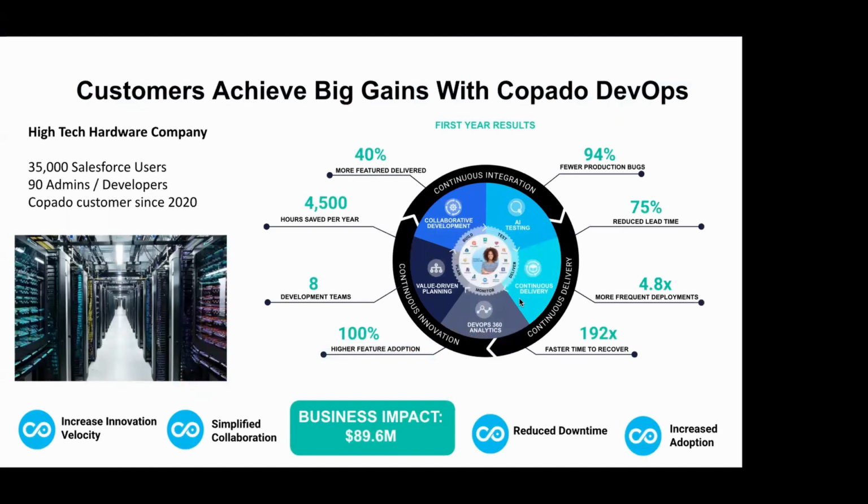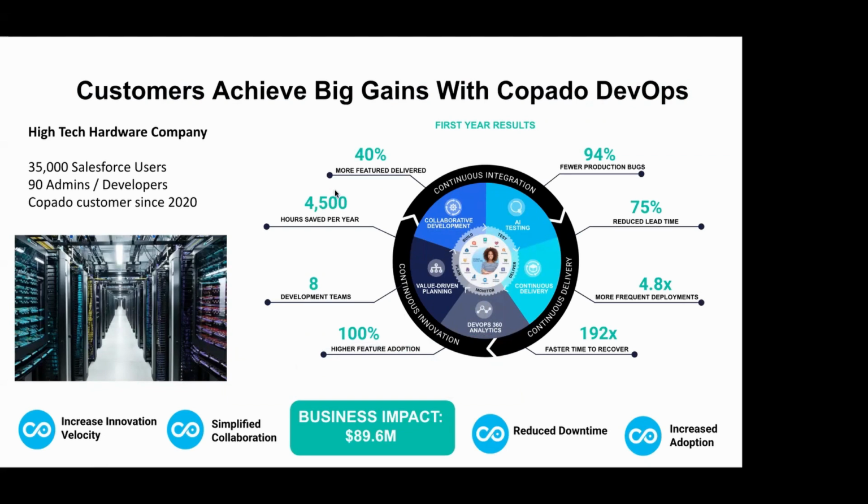So we talked to a big technology company that has 35,000 Salesforce users, 90 admins and developers. They've been with Copado a little over a year. But in the first year, they made all of these improvements. They had far more feature adoption, because you can roll things out more quickly, you can build the right things.